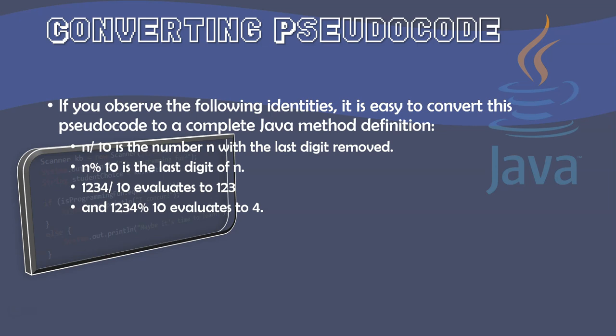So if I take 1234 and divide by 10, I get 123. And if I take 1234 mod 10, I get 4.